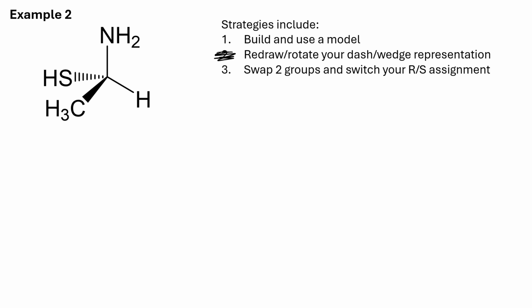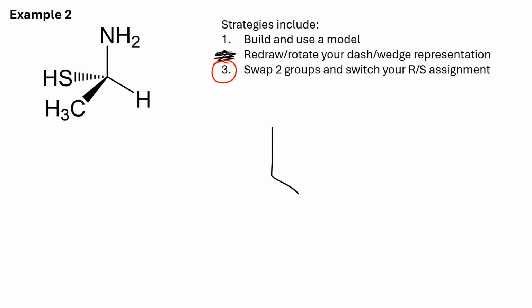But we can show how we can swap two groups to make that hydrogen go away from us if you don't want to build it or you want to use two methods to double check your answer. So I'm going to show you how strategy 3 works here, and then, like I said, build it and check that that is in fact the answer. So let's swap two groups.